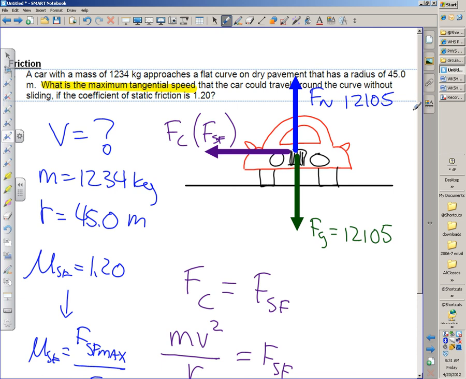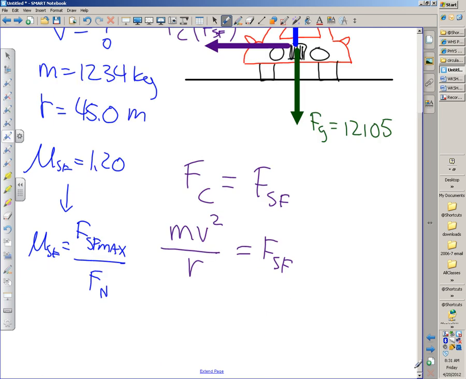So if we're looking for the maximum tangential speed, that means we're going to need the maximum static friction force. So let's plug numbers into the coefficient of friction equation and find out what our static friction force is. Once we figure that out, that's going to go over here, and now we can solve for the tangential speed.